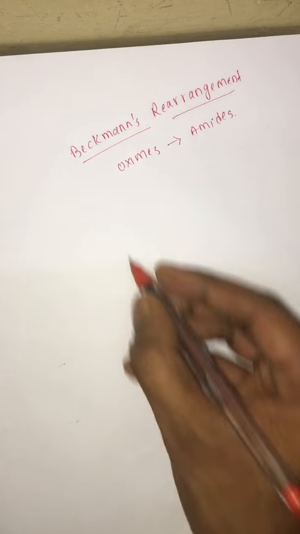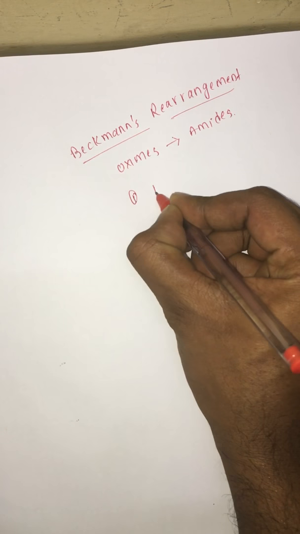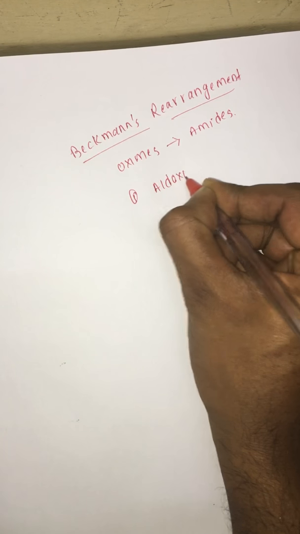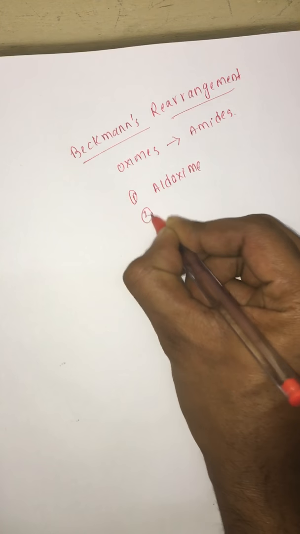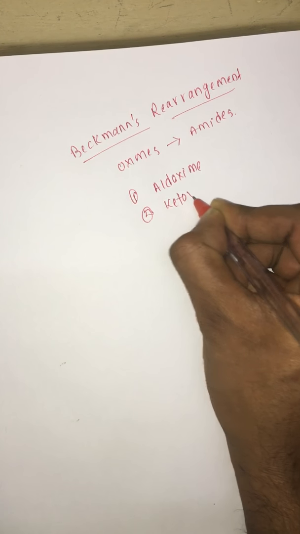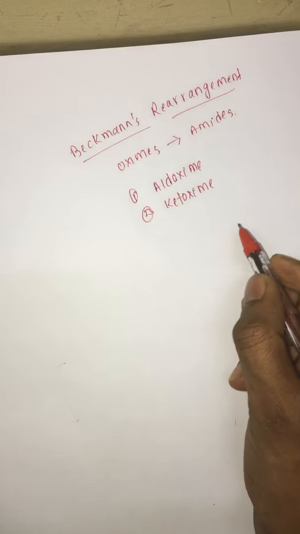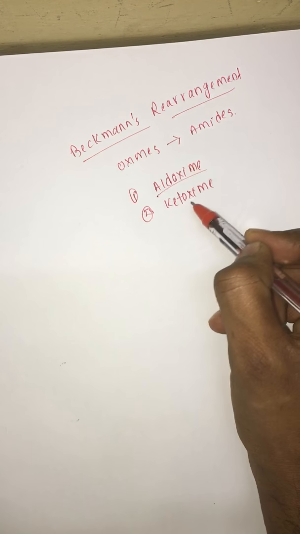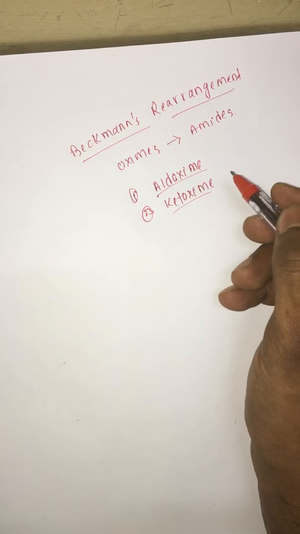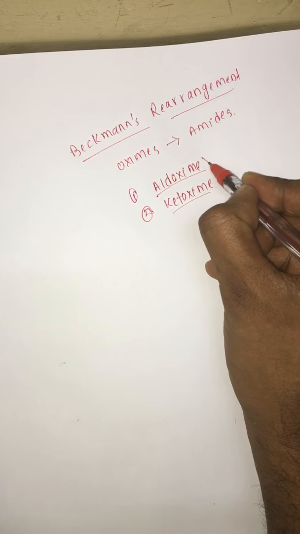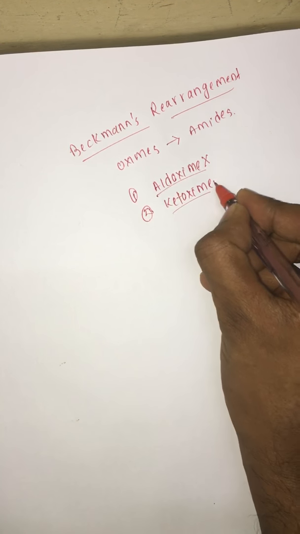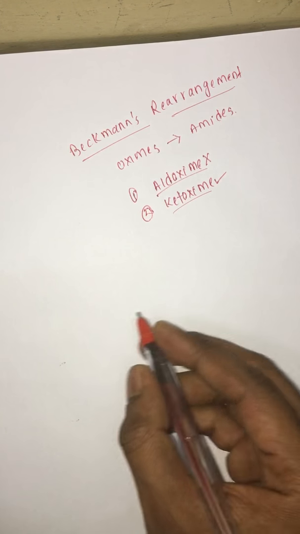So here we have two things we have to remember. One is aldoximes, another one is ketoximes. Oximes can be either aldoxime or ketoxime, but aldoximes are not reactive in the Beckmann's rearrangement, only ketoximes are reactive. Why, we will see now.